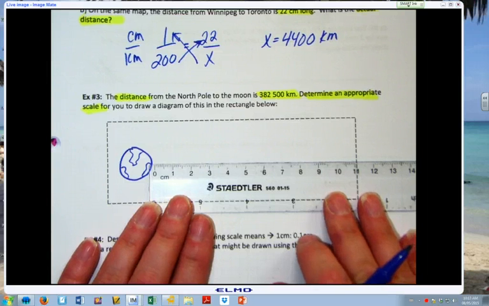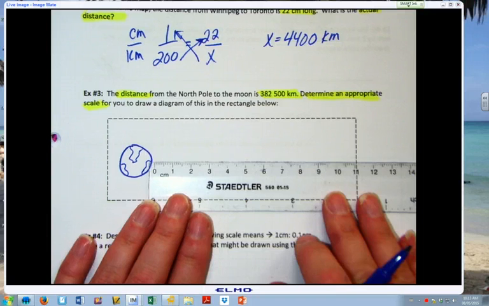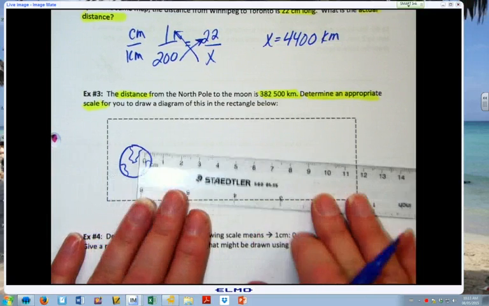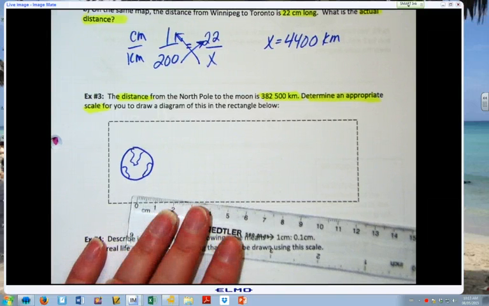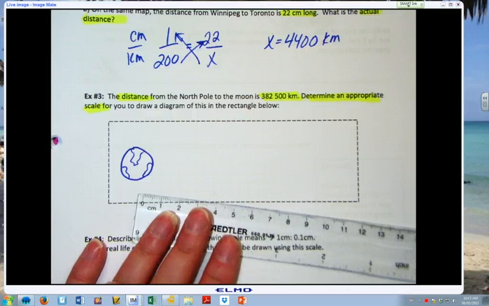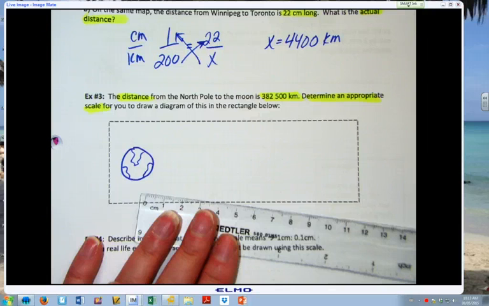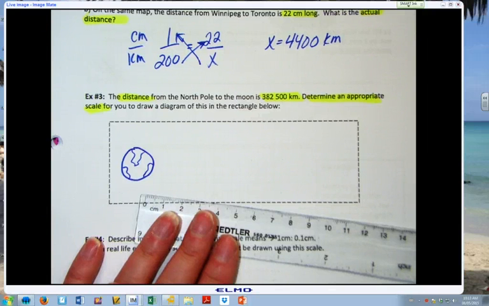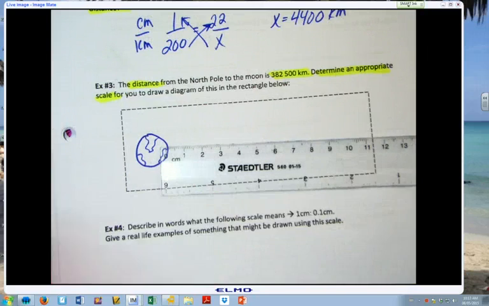Really? On the other side of the earth, maybe. We can't fit it here. Okay, let's do 50. Let's try that one. 11 exact. 7.65. Can we fit 7.65? So there's a great scale.